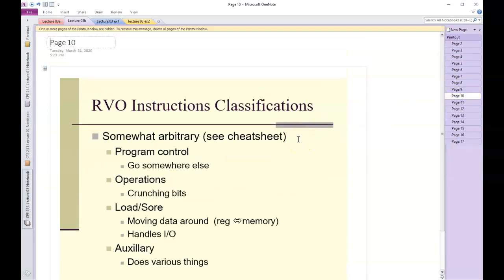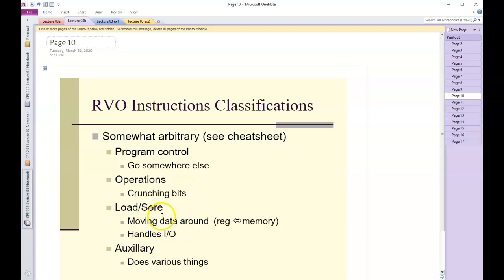So this is the RISC-V Otter instruction classification. There's not that many instructions. Program control, or program flow control, is essentially like a jump and a branch. You're used to that from your higher level language. A whole bunch of instructions like that. There's operations that crunch bits like add, subtract, and, or, etc., etc.